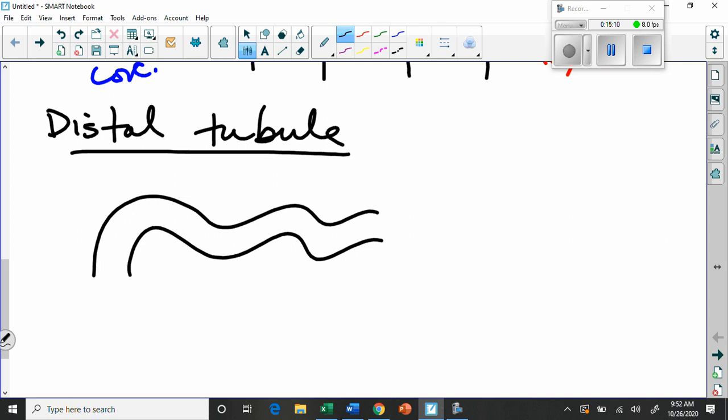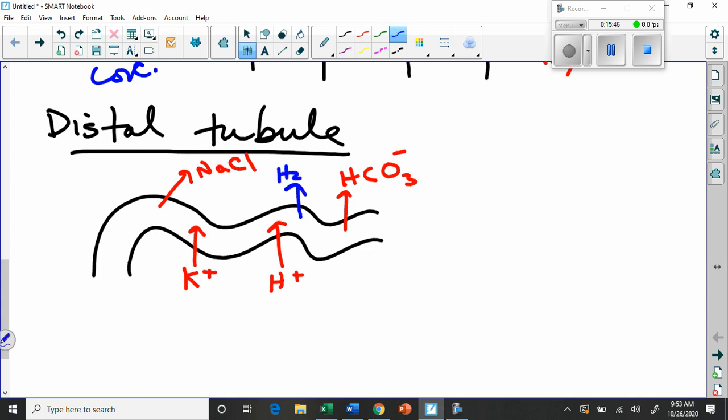Essentially, we have the regulation of ions. Potassium is a very important thing to regulate. And so typically what's happening is potassium, remember, is being actively transported in. H plus is being actively transported in. Salt is being actively transported out, NaCl. And bicarbonate is being actively transported out. And then there's a passive transport of H2O that tends to happen because of the movement of these ions.